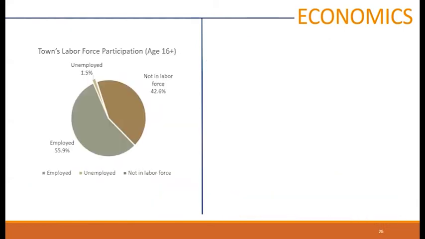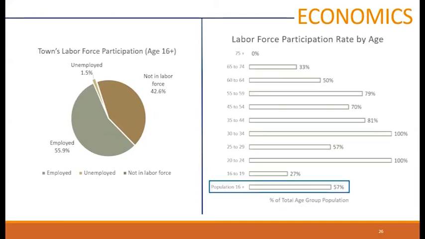Approximately 56% of the town's population aged 16 to 64 are employed, just 1.5% unemployed, while 43% are not actively in the labor force. When viewed by age, the typical working population has generally high labor force rates in those brackets. Interestingly, those aged 25 to 29 have a noticeably lower rate of labor force participation. That could be correlated with young families raising children when they are in that age bracket.